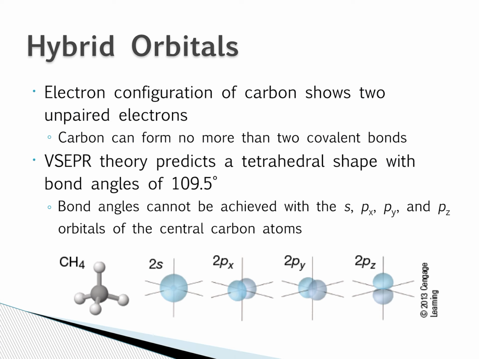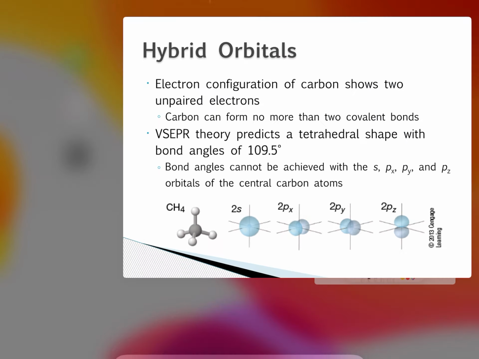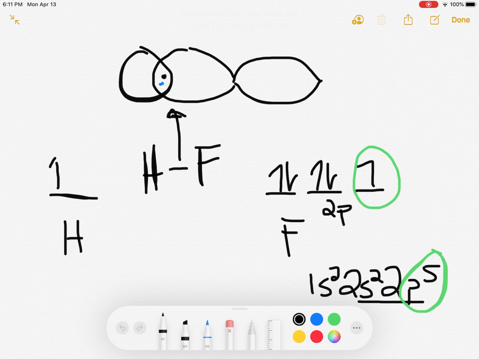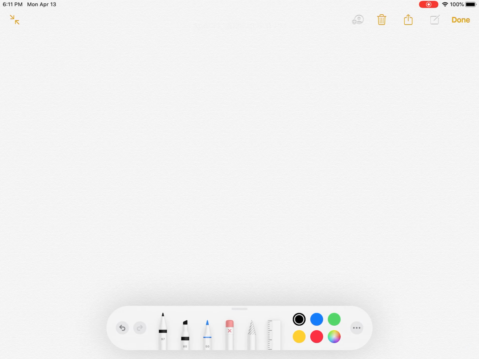So sometimes the atom does not have all the half-filled orbitals that it needs to form as many bonds as it needs. So we're going to start with the hybrid orbital with carbon first. Okay, so here CH4, in this molecule, carbon needs 4 half-filled orbitals to be able to form 4 single bonds. So let me draw this here.